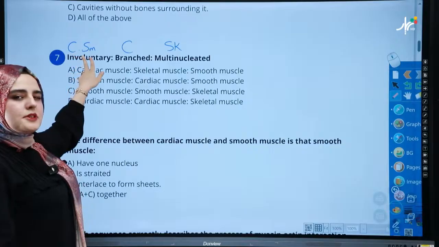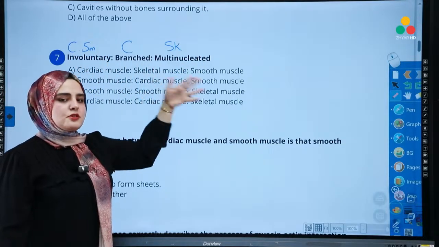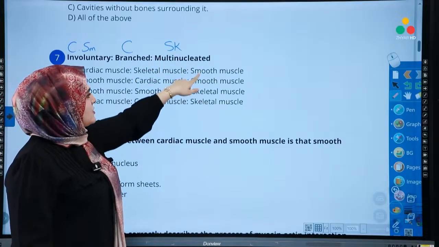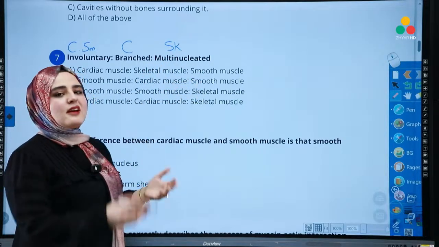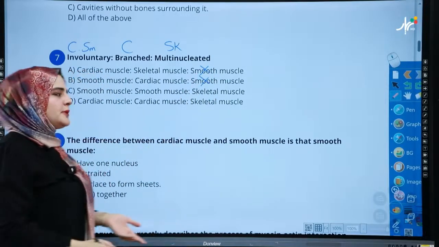Since we have 2 options here, we're not going to start on this side. Let's start from this side. It's fine. It's just like the table. Let's look for skeletal muscle. These 2 are smooth, these 2 are skeletal. Easy. Once one of them is wrong, the entire multiple choice is gone.